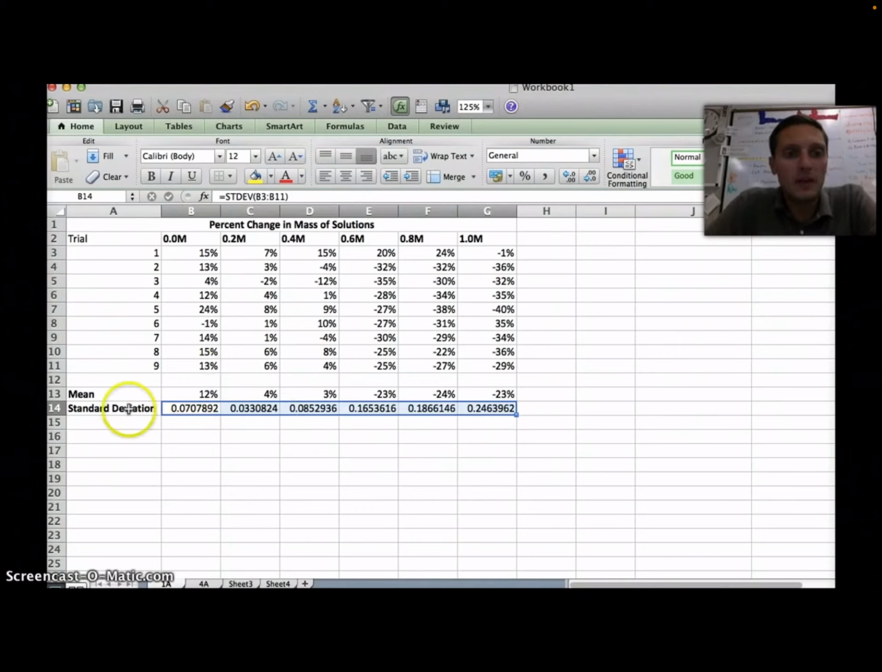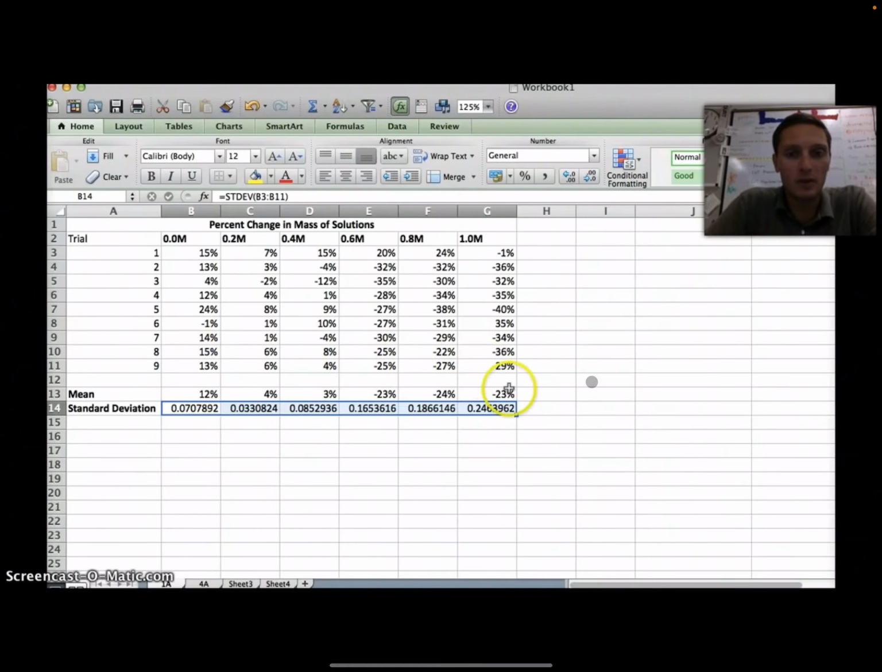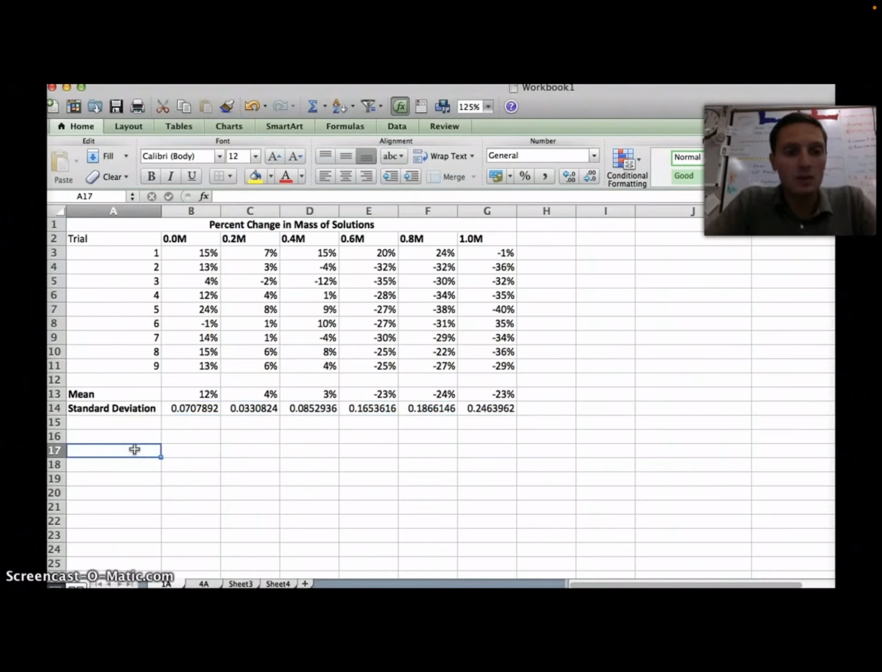So now that we have our mean and our standard deviation, our next step is to actually take this information and graph it. And in order to do that, I need to change how our data table is set up a little bit, or I need to make a new data table. So I'm going to do that right here. And the first thing I'm going to do is in a column, I'm going to put our molarity of sucrose, sugar. So we have 0, 0.2, 0.4, 0.6, 0.8, and 1.0. We need to add an M to this.